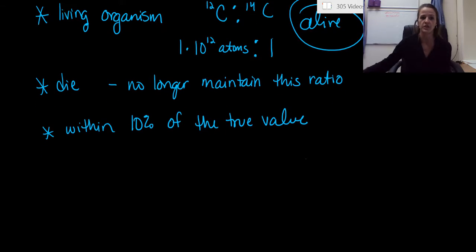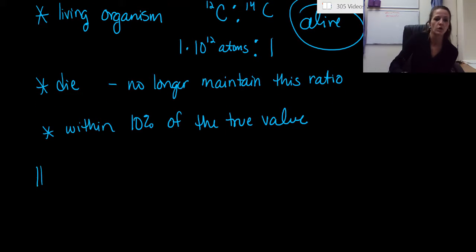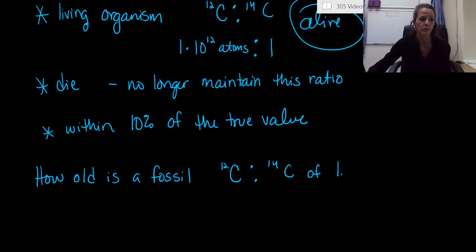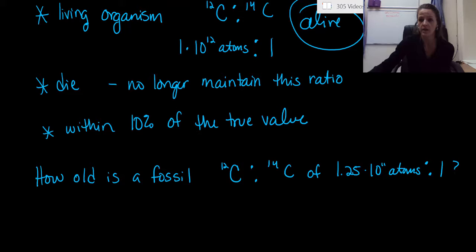So let's do a calculation together here. So how old is a fossil that has a ratio of carbon-12 to carbon-14 of 1.25 times 10 to the 11th atoms of carbon-12 to every 1 carbon-14 atom. Okay, go.